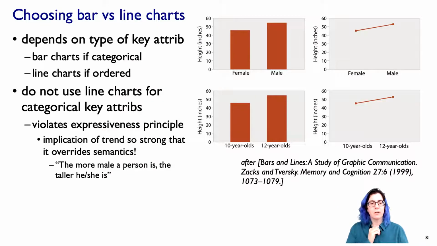Literally, people in the study would say things like, not just the older you are, the taller you are, but the more male you are, the taller you are. This makes no sense. That's not how the world works. But the point is that visual cue to think about trends is so strong. So that's an example of the kind of thing where you have to be careful that your visual encoding is appropriate for your attribute types. This is one reason we're emphasizing so much attribute types and channel capacities.